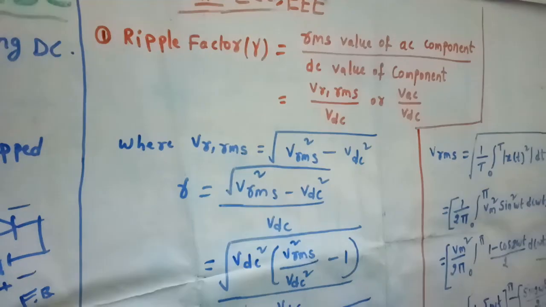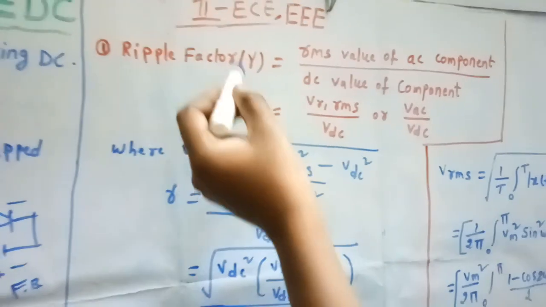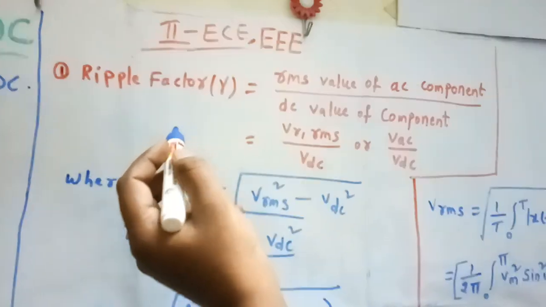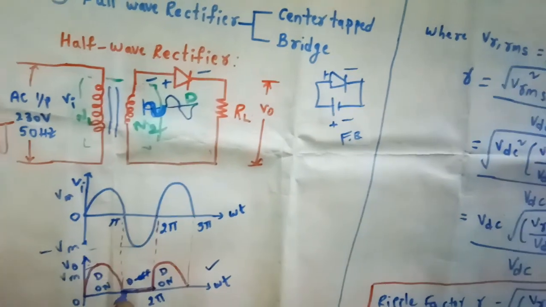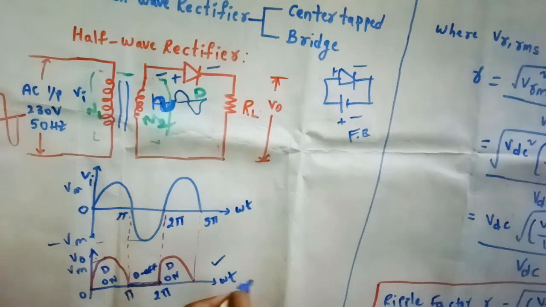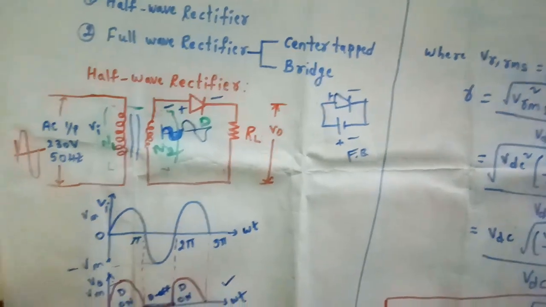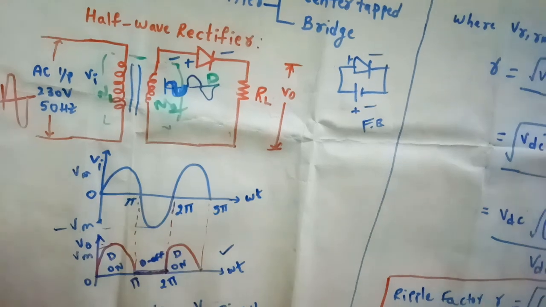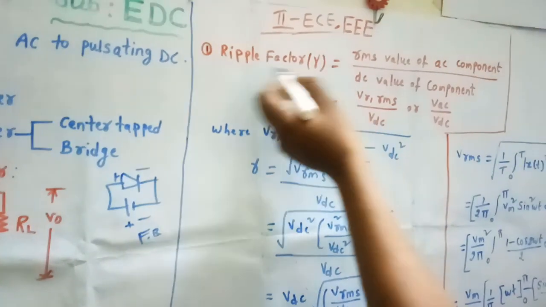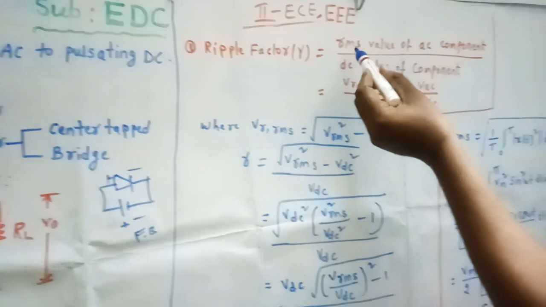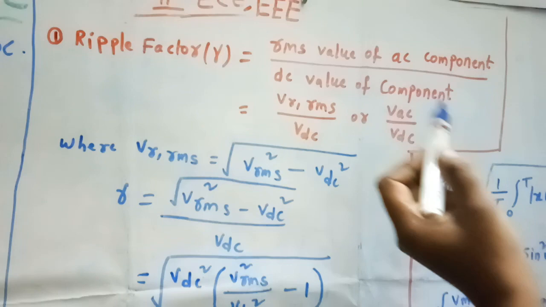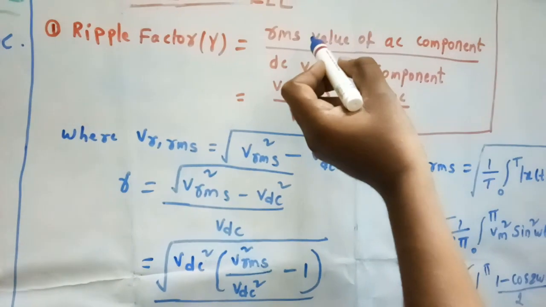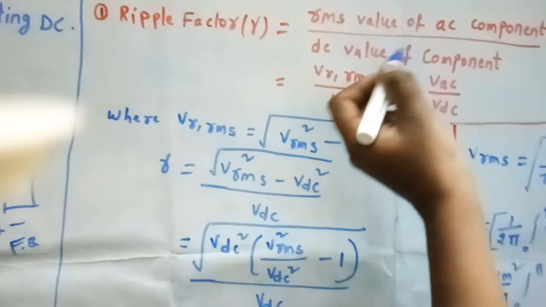First one is the ripple factor. What is the ripple factor? It is nothing but the amount of ripple in the output. Here our output is pulsating DC. Pulsating DC is nothing but some amount of AC along with DC. So how much AC is there in the rectifier output is nothing but the ripple factor. That is the ratio of the RMS value of the AC component to the DC component.